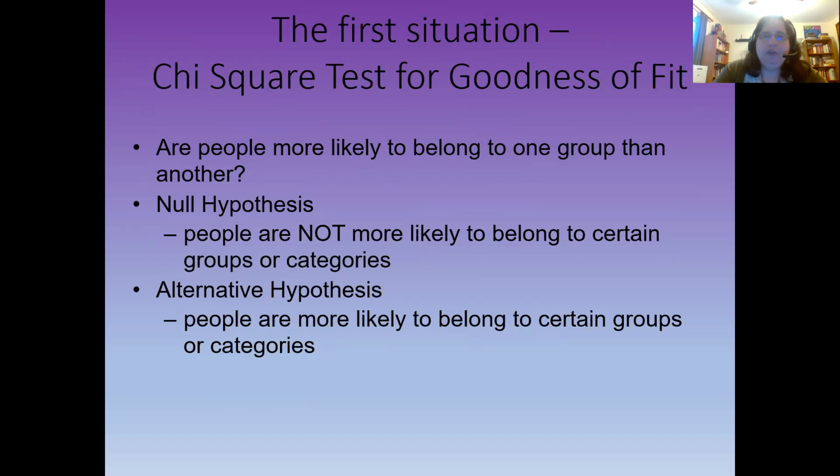So let's start with the first situation, the chi-square test for goodness of fit. Are people more likely to belong to one group than another? And just speaking in super generic terms, we could say our alternative hypothesis is people are more likely to belong to certain groups or categories. Our null, people are not more likely to belong to certain groups or categories.